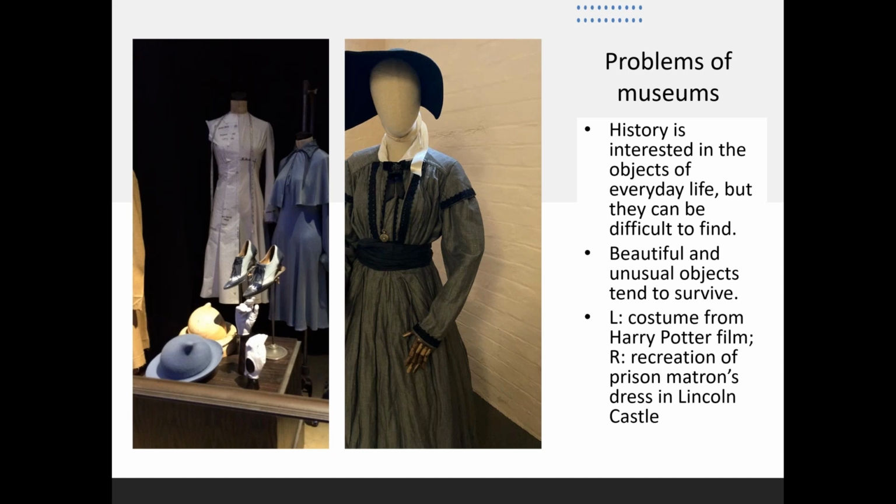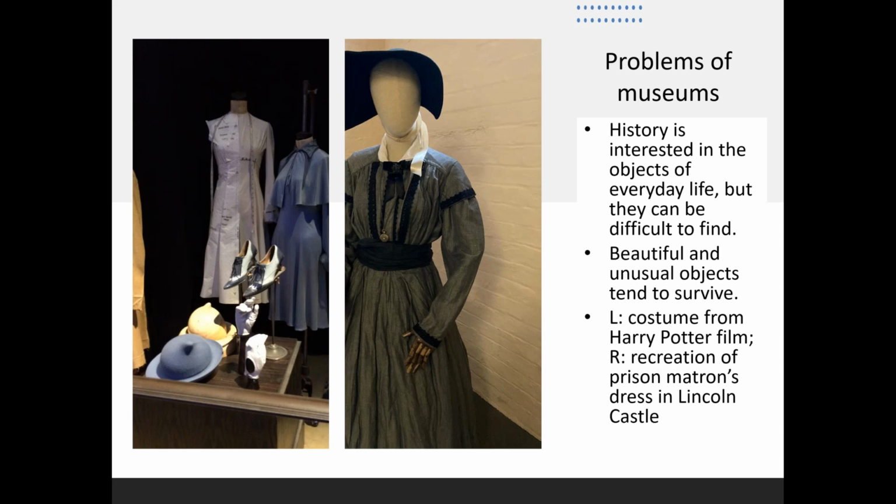So we have 2 examples here. On the left, we have a costume from a Harry Potter film at Harry Potter World. And on the right, we have a recreation of a prison matron's dress in Lincoln Castle. So just as a teeny bit of background, the matron was responsible for the welfare of female prisoners, as well as overseeing the prison laundry and food for the prisoners. It was a pretty important job, usually held by an unmarried woman who would have lived in the female wing of the prison. And she probably didn't have a uniform, but dressed in a sober, sensible fashion, like the dress that we're seeing in this photo.